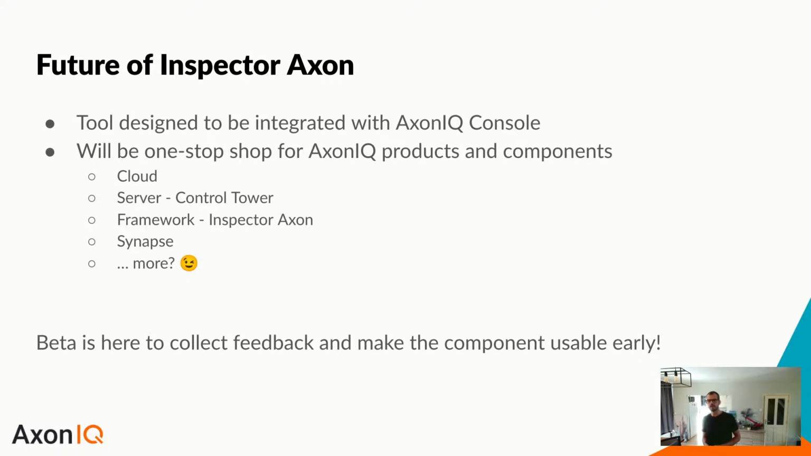Inspector Axon is not meant to be its own product in the long run. Inspector Axon will be part of the Axonic console. The Axonic console will be the one-stop shop for Axonic products and components. You will log in here, create a workspace and an environment, connect an Axon server cluster to it and Axon framework applications to it. Perhaps even sign apps and other things. So it will be the integration of all products. The reason this is released as a separate product now is to collect your feedback early on.